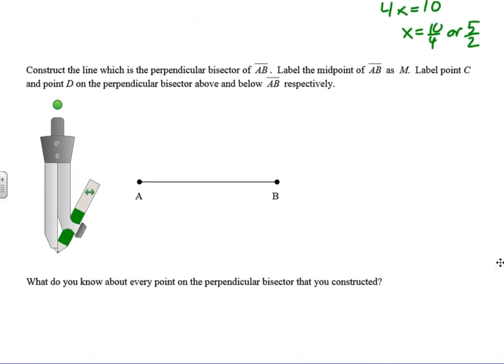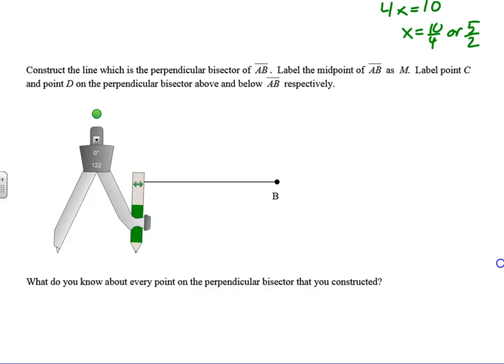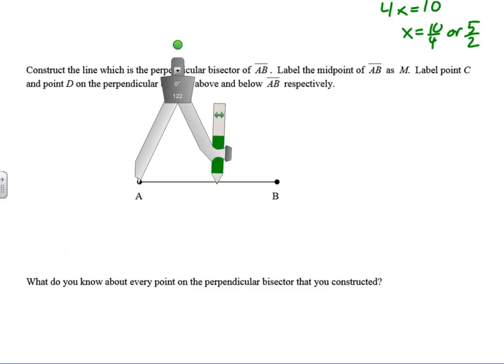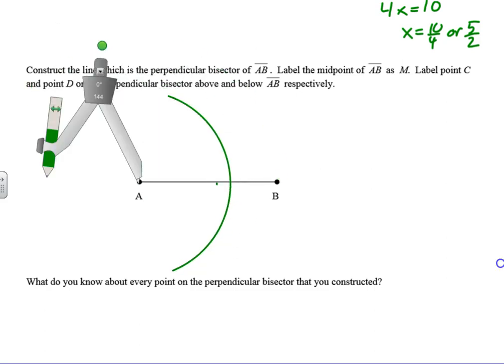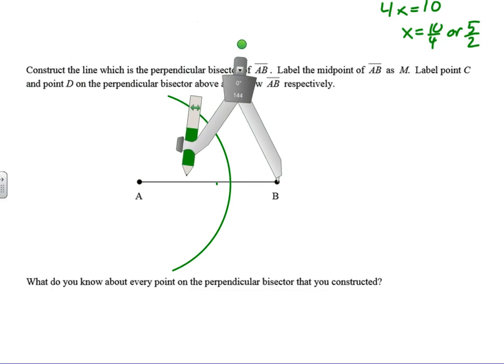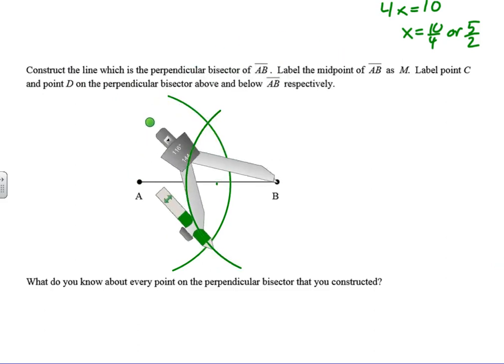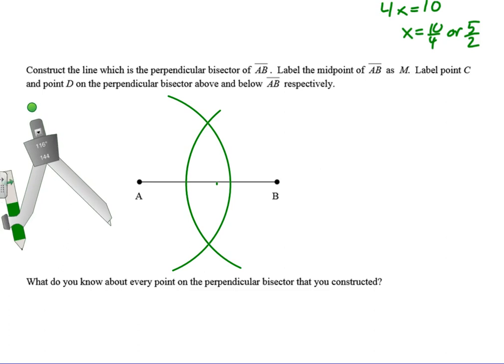All right, now we're going to move on to the second one for our lesson today, and it says, construct the line which is the perpendicular bisector of AB, label the midpoint as M. All right, so let's just go ahead and open this up more than halfway, above and below, make our surfboard here. Okay, above and below, and then take our straight edge and we connect those two.